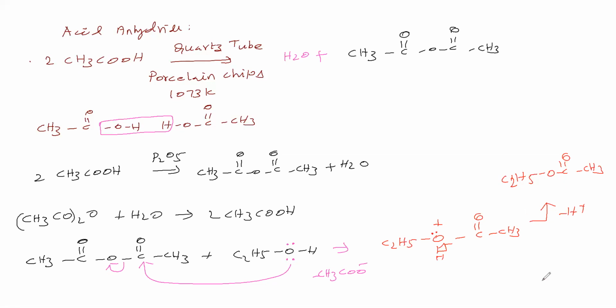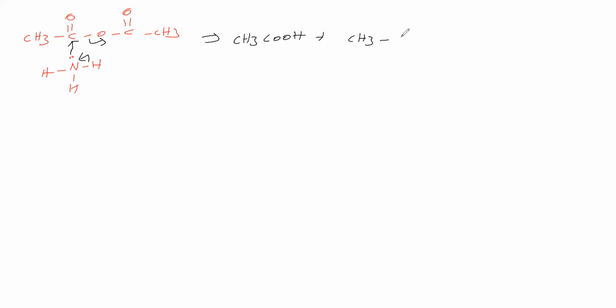Then anhydride reaction with ammonia. This acetic anhydride is treated with ammonia. What reaction takes place, we'll see. The lone pair attacks the carbonyl carbon, the bond shifts, and that part becomes acetic acid. Remaining is CH3CONH2. We are getting amide.